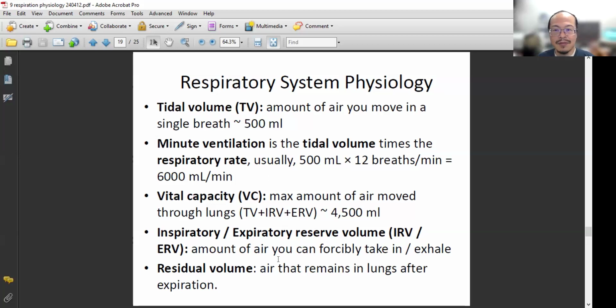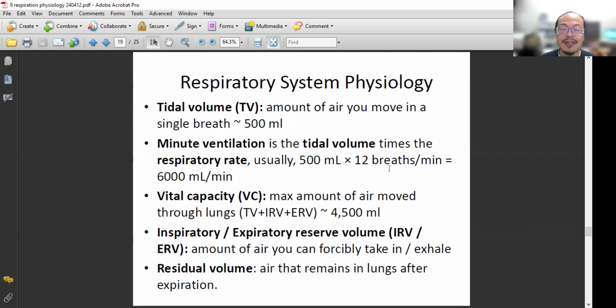One thing we have not talked about is minute ventilation. Minute ventilation is very much like heart rate and cardiac output. Heart rate is how many beats per minute. Here it is how many breaths per minute, usually about 10 to 12. And then you multiply by the amount of each contraction, the stroke volume, so you get the cardiac output: CO equals stroke volume, SV, times heart rate.